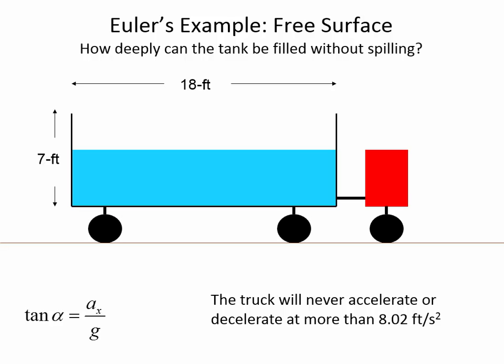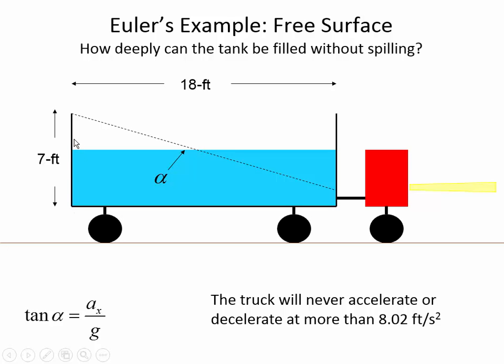Now, I don't think we're going to have enough time to go through this example in detail, but let me just show you what I had in mind for this example. So we have a tanker truck that's open to the atmosphere. And there's a liquid in here. I think in the example, I'd intended the liquid to be water. And what we know about this truck is it's 18 feet long, 7 feet is the total height of the tank, and the truck is never going to accelerate or decelerate more than 8.02 feet per second squared. Then we can predict the angle, and that would tell you how high the liquid level can be.